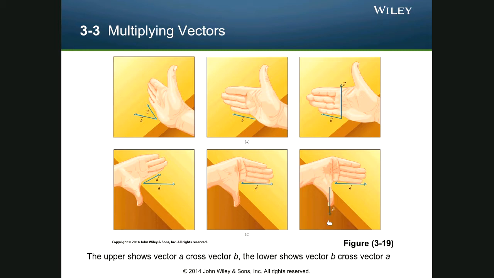And what this shows you, and this is pretty interesting, is that A cross B is not equal to B cross A, right? And in fact, they negate each other. Okay?